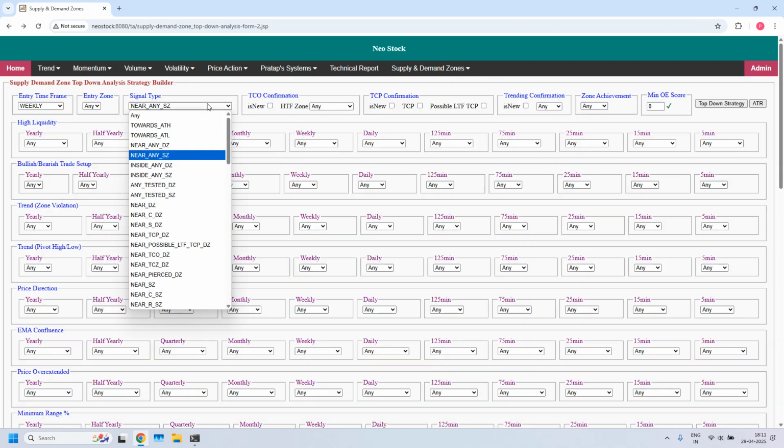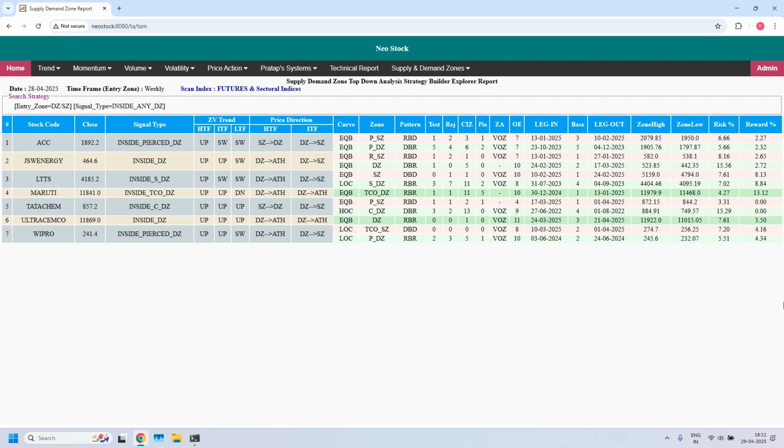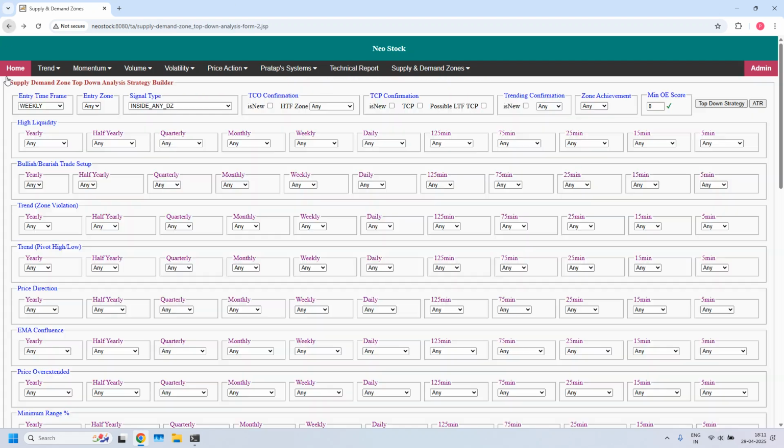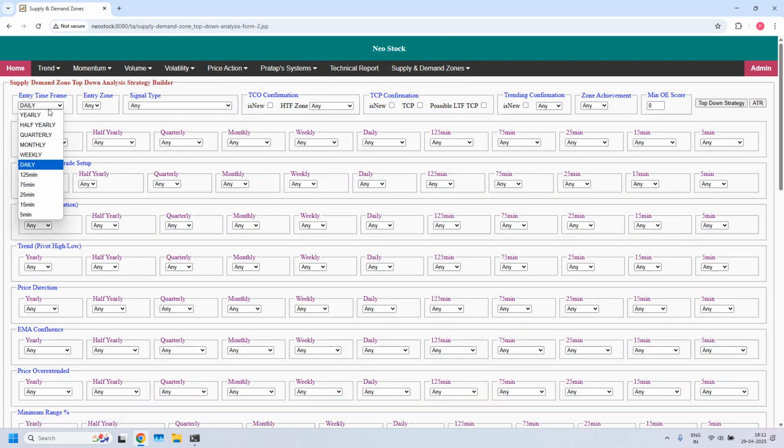Next, price closed inside the weekly demand zone. We got 7 stocks. Let's further filter how many are having weekly demand zone with weekly EMA confluence. From the 7, 3 stocks are filtered. Okay, next, a weekly time frame.